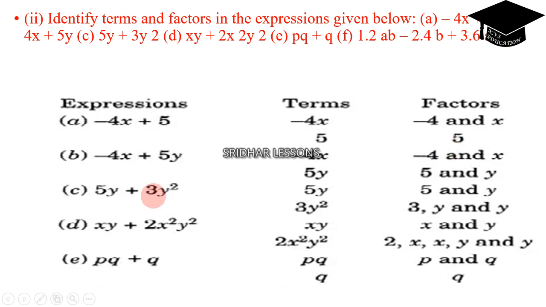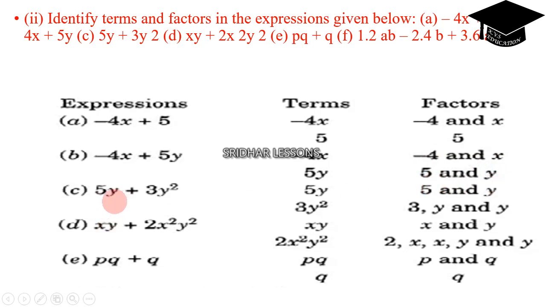Similarly, the next one is minus 4x plus 5y. The terms are minus 4x and 5y. The factors are minus 4 and x, and 5 and y.